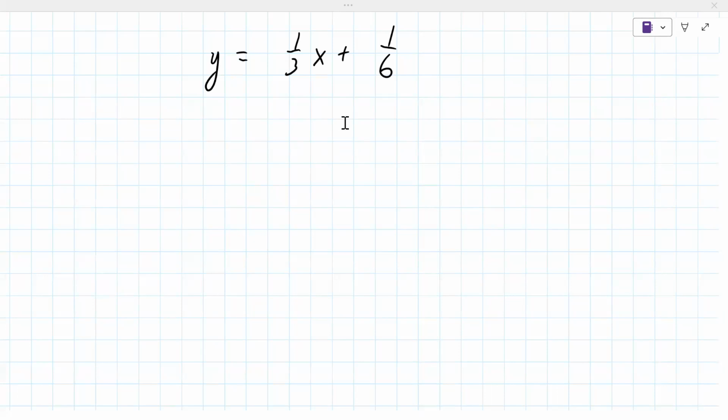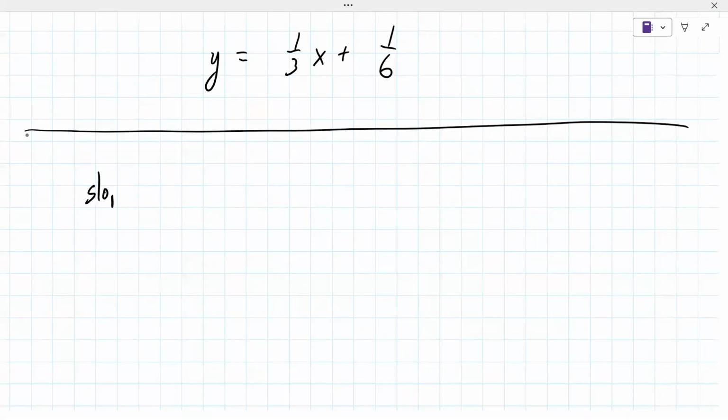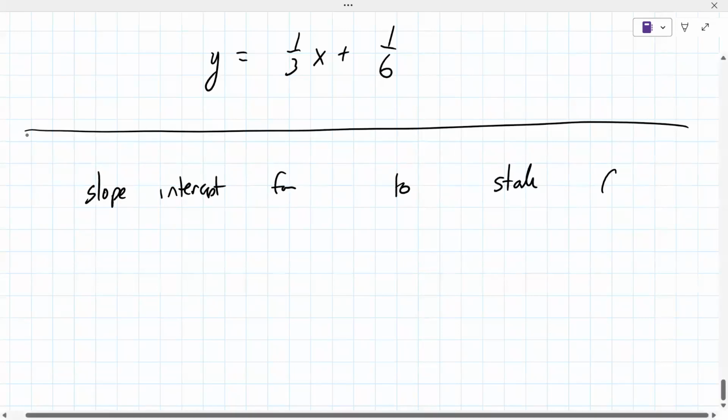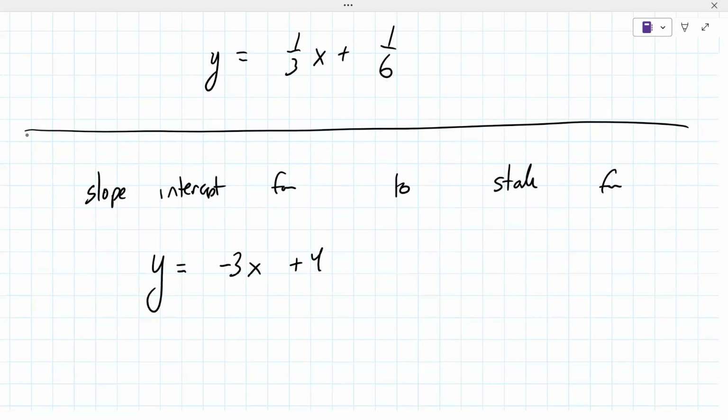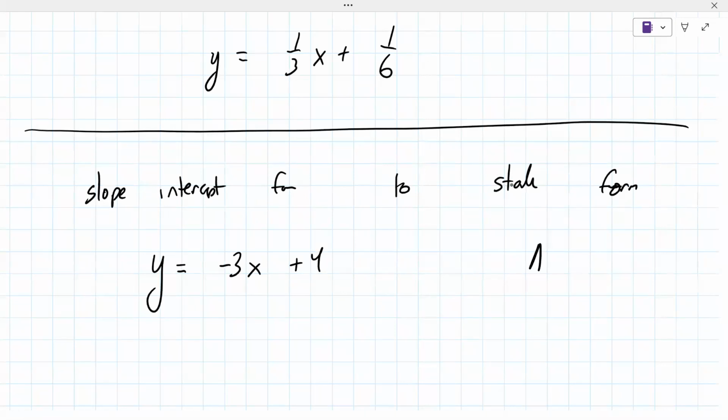Yeah, that sounds good. Okay. All right, so let's go the other direction. Let's go from slope intercept form to standard form. Let's say it's something like this: y equals minus 3x plus 4. This is currently in slope intercept form. Standard form is ax plus by equals c.